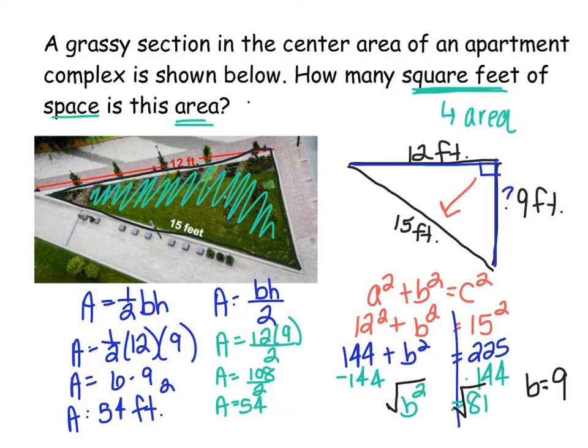You have to remember the base and the height of a triangle always form the right angle. So you have to make sure that the two numbers are the base and the height. If they're not, if you're given your hypotenuse, your C, like this problem, you have to first find the other leg before you can solve for the area.